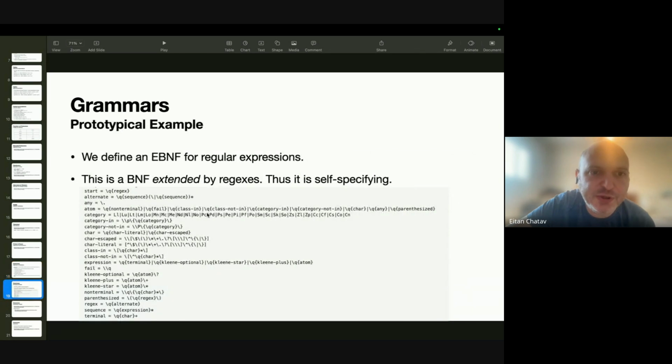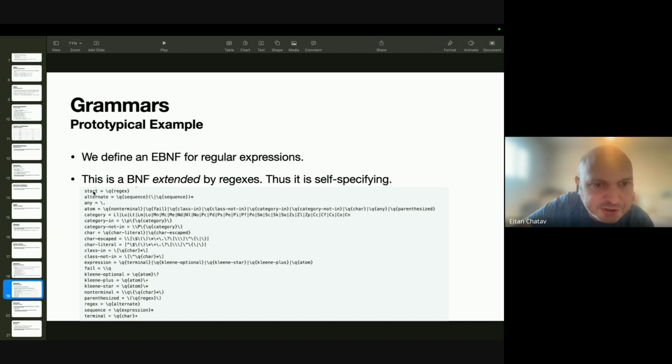And regular expressions, or regex, is a format for specifying regular language syntaxes that was introduced by Stephen Kleene. All right, so we have a prototypical example of grammars. We'll define an eBNF for regular expressions, and it's actually going to be a BNF that's extended by regular expressions so that it's self-specifying. So let's take a minute to look at this specification of regexes.